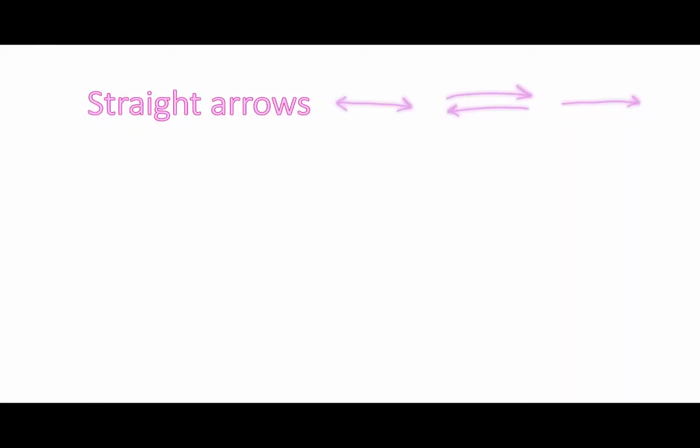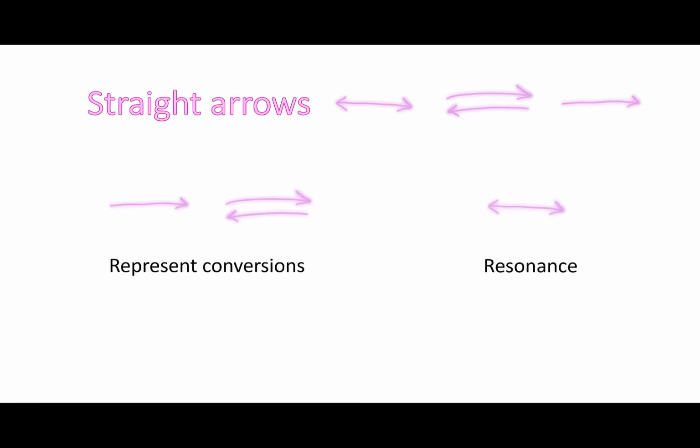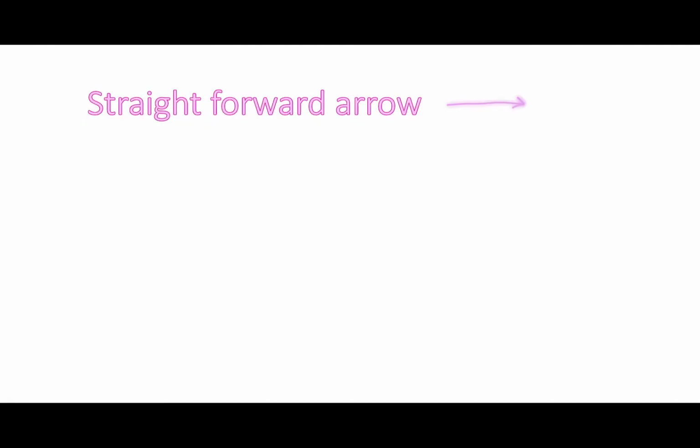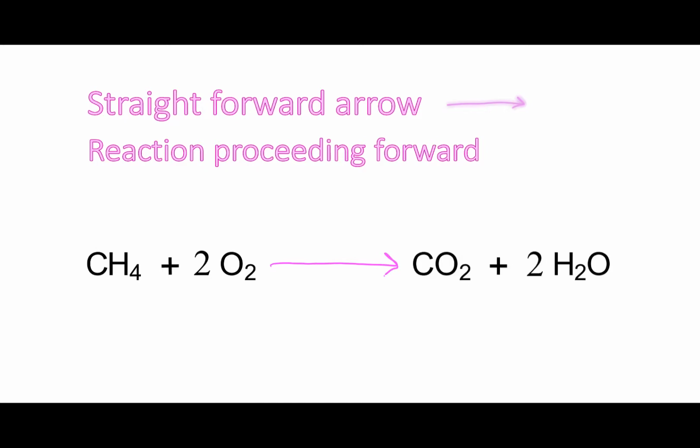Now let's talk about straight arrows. Some of them are used to represent conversions, and another is used to show resonance. Let's start with the forward-facing, single-headed straight arrow. This kind of an arrow is used to represent the reaction proceeding forward from the reactants to products. For example, if we have methane reacting with oxygen, we could use this kind of an arrow to show that the products of this reaction are going to be carbon dioxide and water.